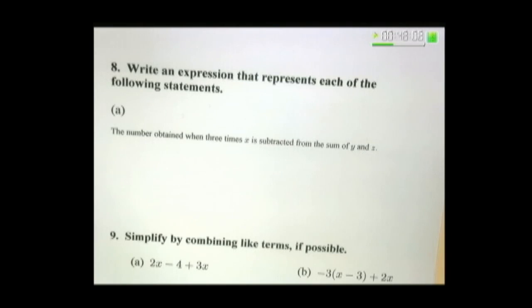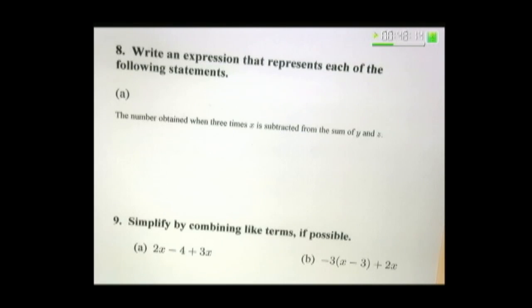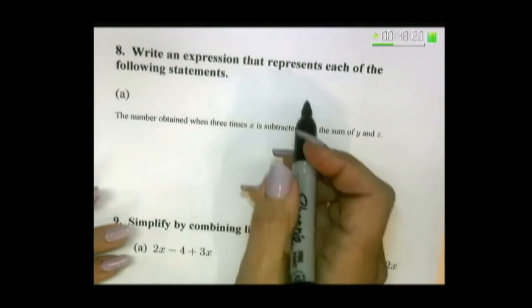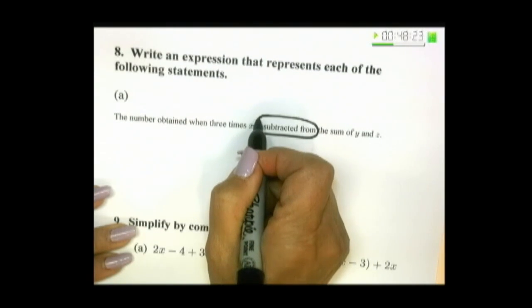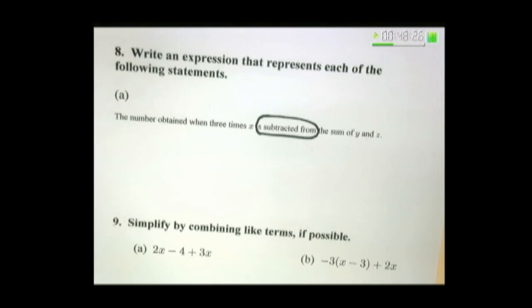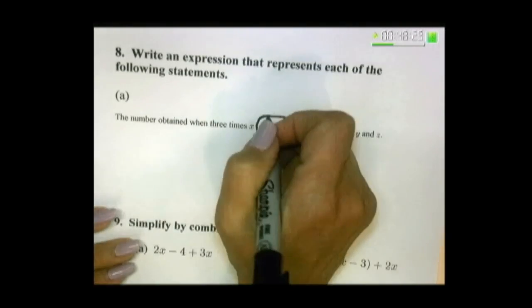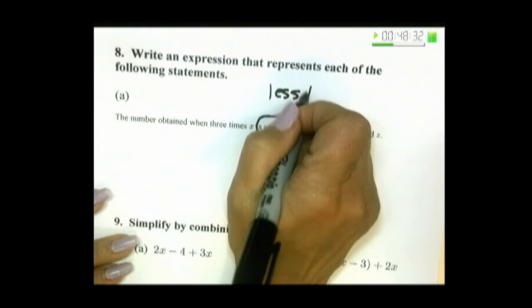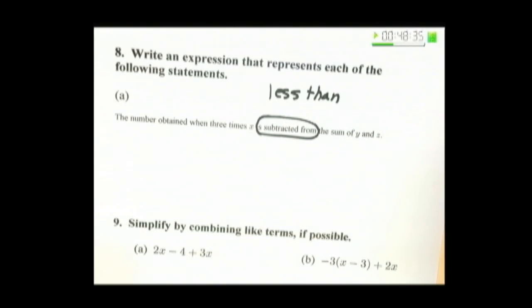Looking at number 8. Write an expression that represents each of the following statements. The number obtained when 3 times x is subtracted from the sum of y and z. Is subtracted from causes you to subtract in the opposite order. Less than also does. So when you see the words less than or subtracted from, you actually begin with what follows those words. So we have the number obtained when 3 times x is subtracted from the sum of y and z. We're going to start with the sum of y and z.